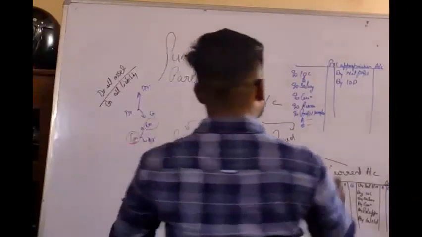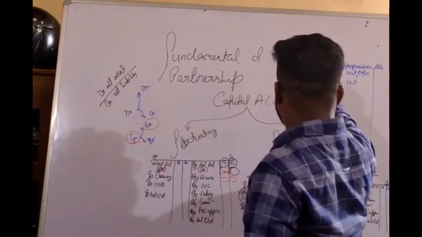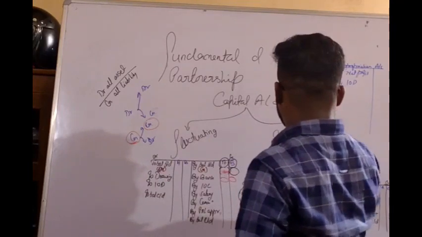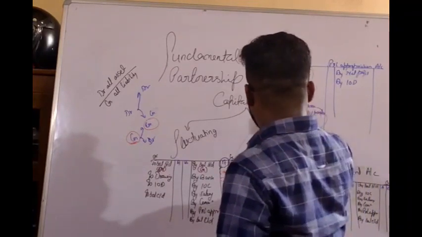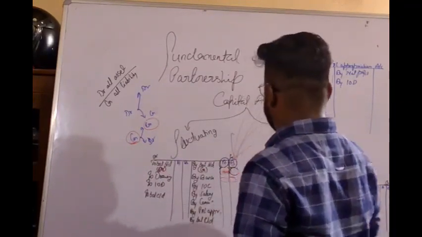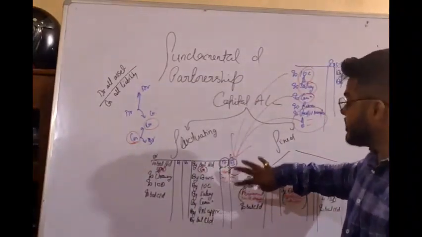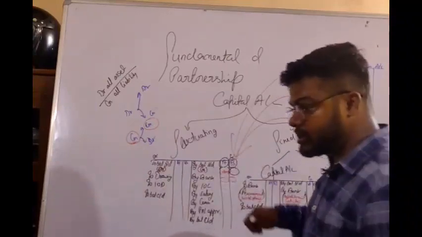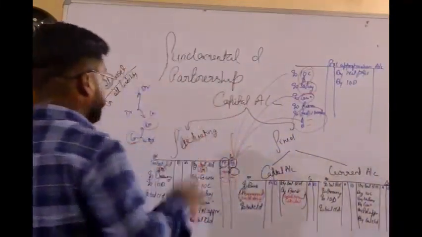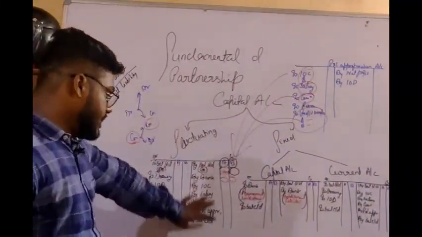That means interest on capital, salary, commission, profit, all these we are going to write in the credit side, because it increases the capital. We'll write over here.